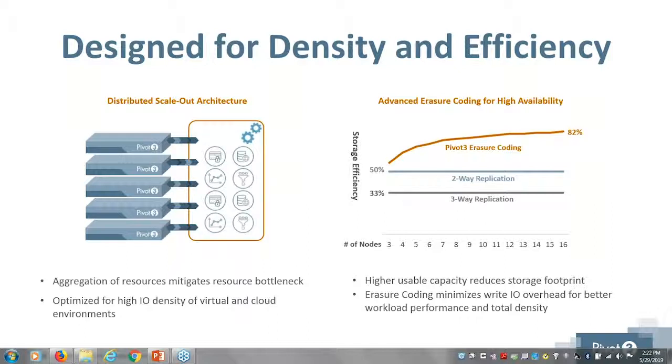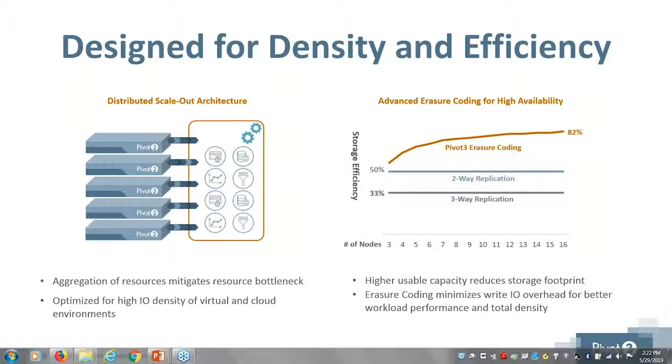It's different in a couple of ways. In this case, you see 5 nodes there. Assume that each of the nodes has 16 drives in them. So in that 5-node cluster, we have a total of 80 drives. Pivot3 Acuity really aggregates all of these resources, meaning every single volume that you create is spread across all of those drives. Every single VM leverages all of those drives.